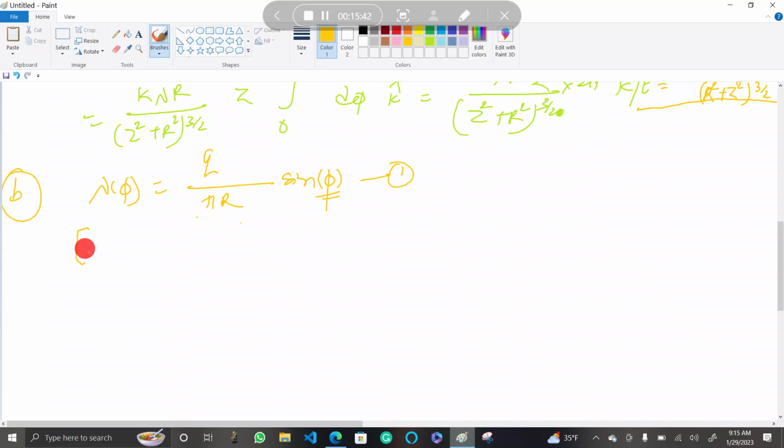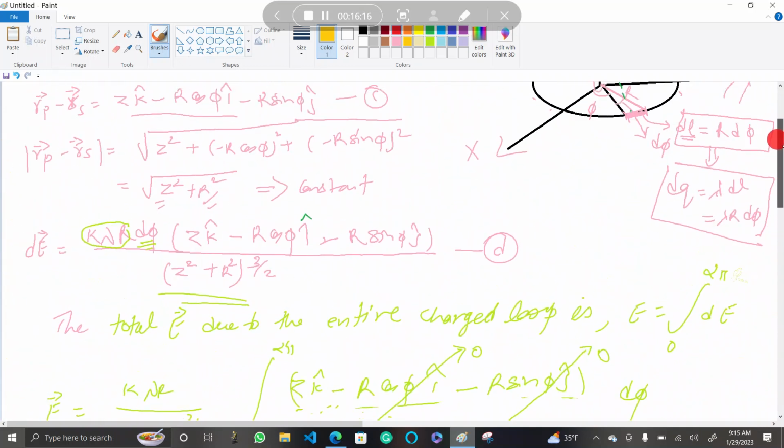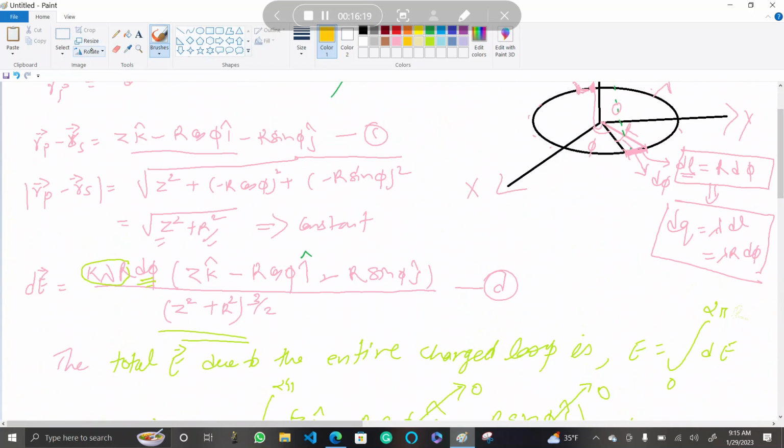So here what we can write is the problem is no more symmetric. It has net horizontal components as well. So let's write again the expression of the electric field from here.